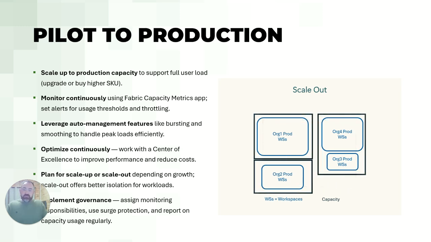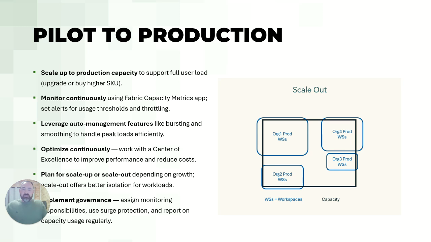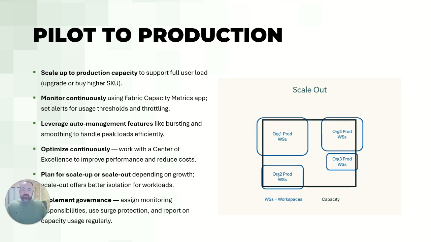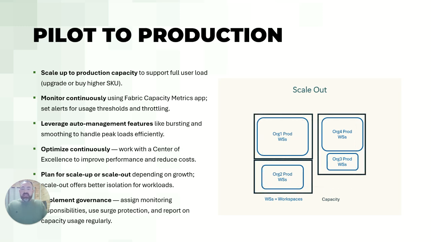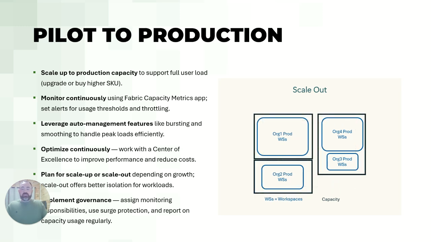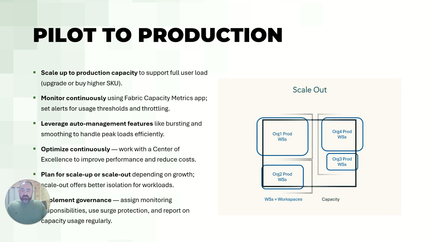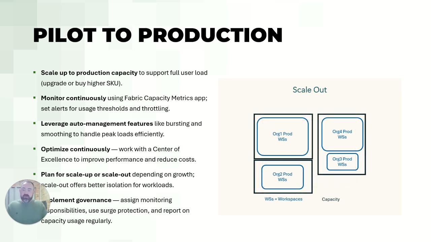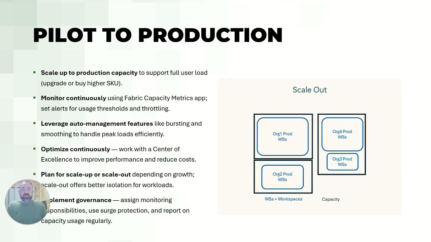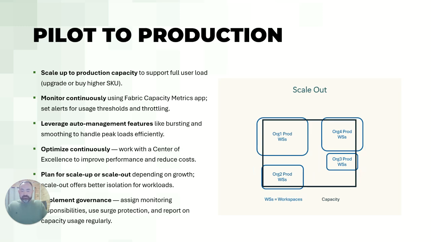Optimize continuously. Always optimize. Get yourself a center of excellence and improve the performance together to reduce the costs. Plan for scale up or scale out. Depending on the growth, the scale out offers better isolation for workloads, but we want to be scaling up if we need to as well. And implement governance. Assign monitoring responsibilities, use the surge protection, and report on capacity usage regularly.